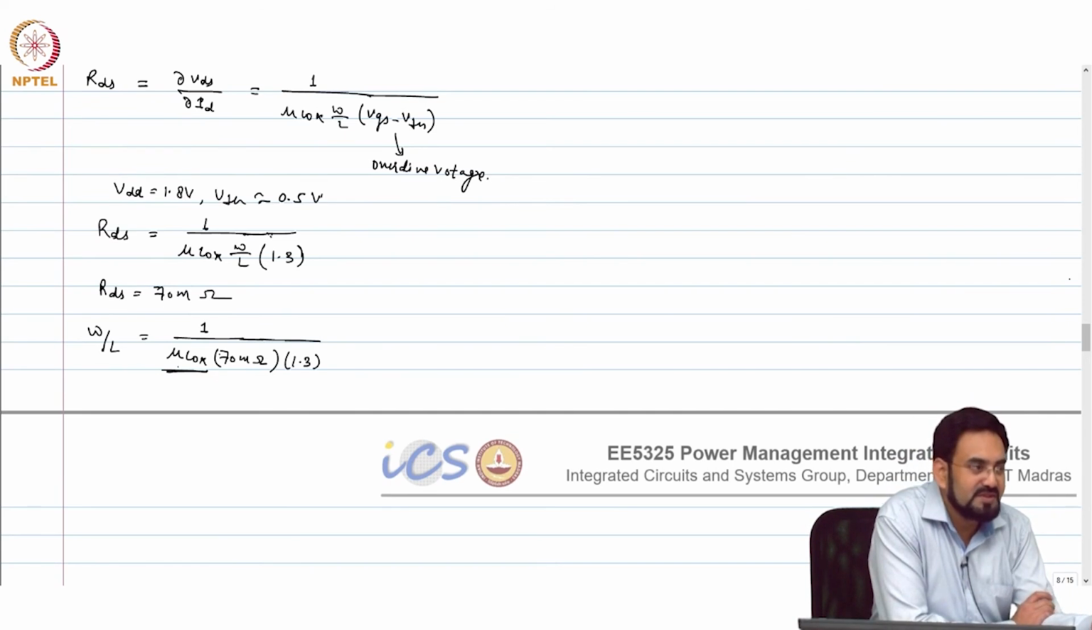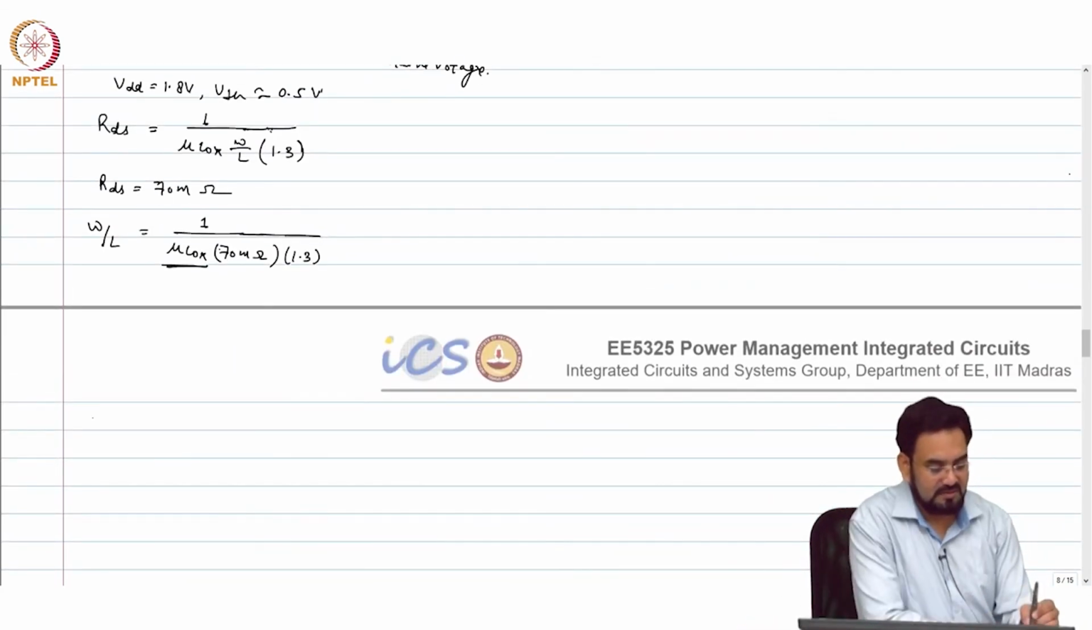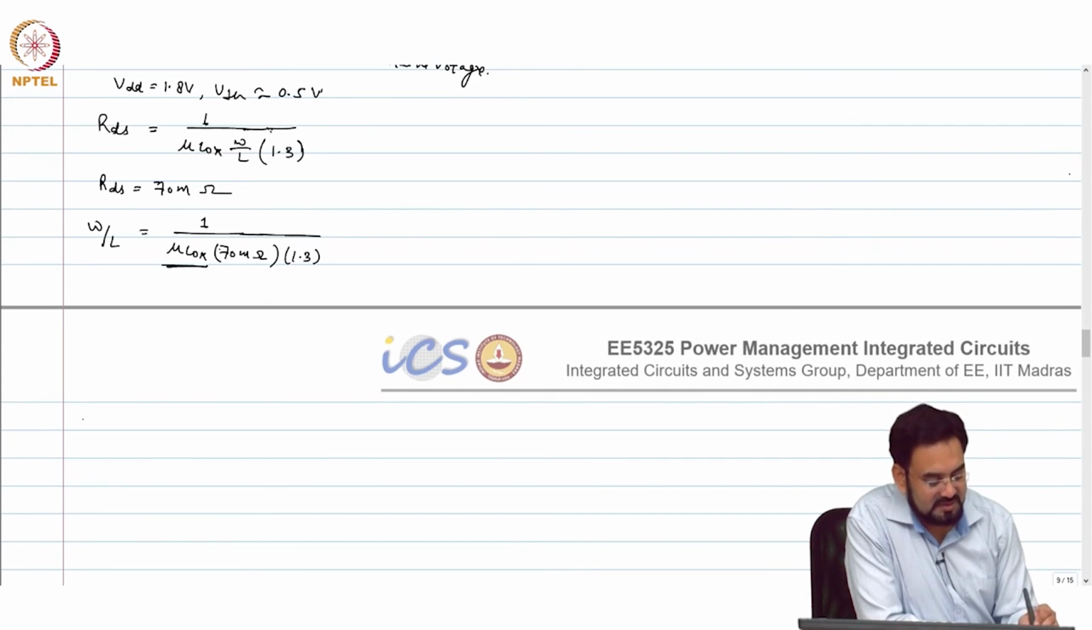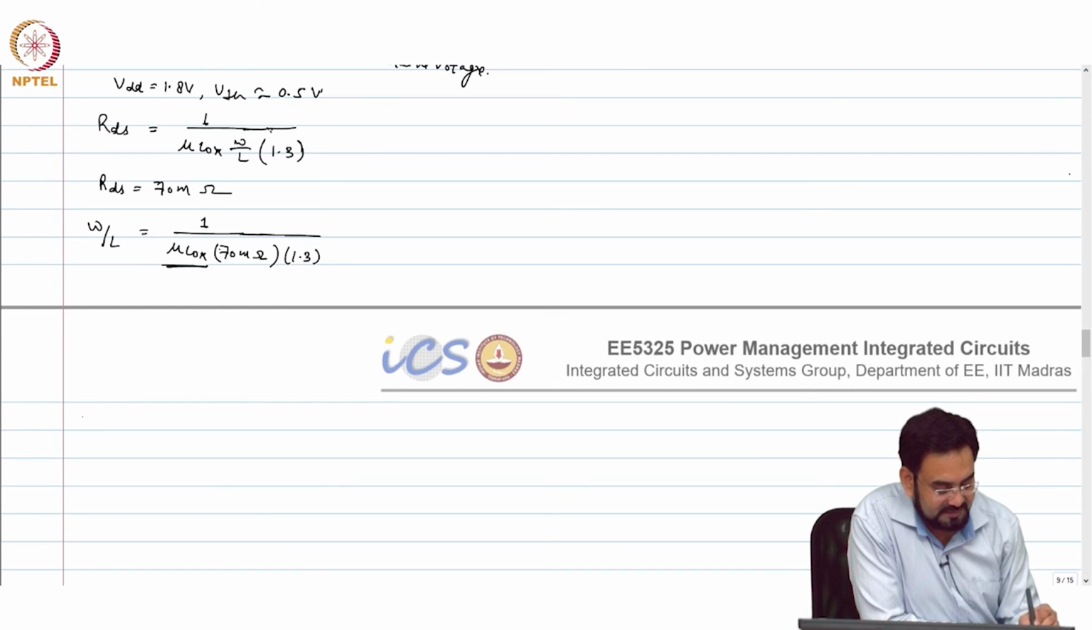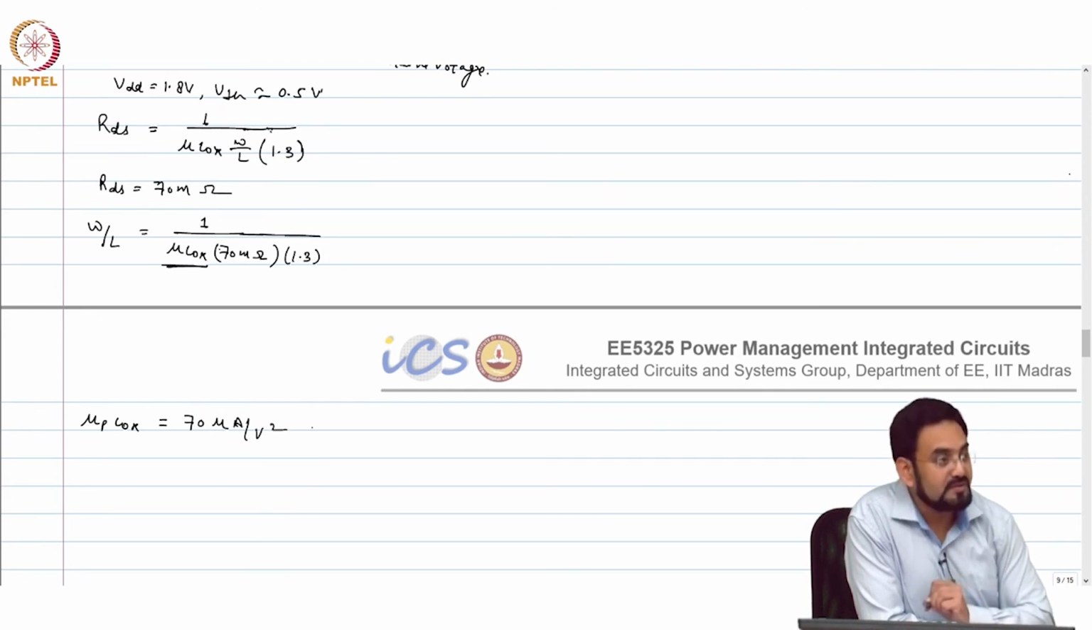So this has to come from the process, mu C ox. Anybody remembers the number from simulations? Have you calculated for minimum size? Mu C ox for PMOS and NMOS. They have to be different, for N and P. So mu C ox, how much? 70 microamp per volt square. Is it simulated or? In the process sheet it says. Okay, let's assume that. So let's say mu P C ox equal to 70 microamp per volt square. Okay.